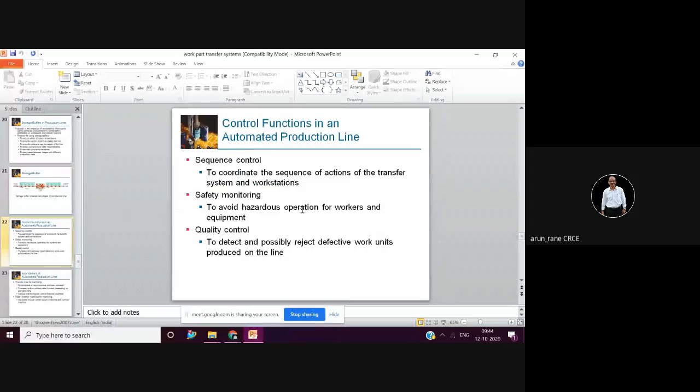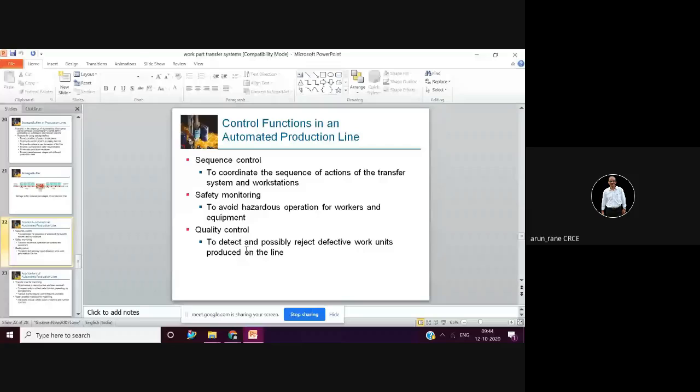So what are the functions here? You should have good sequence control. Then safety is most important. Especially in other countries, in European countries, safety is the most important. Because here the line is moving continuously, and the people are moving along with the line.